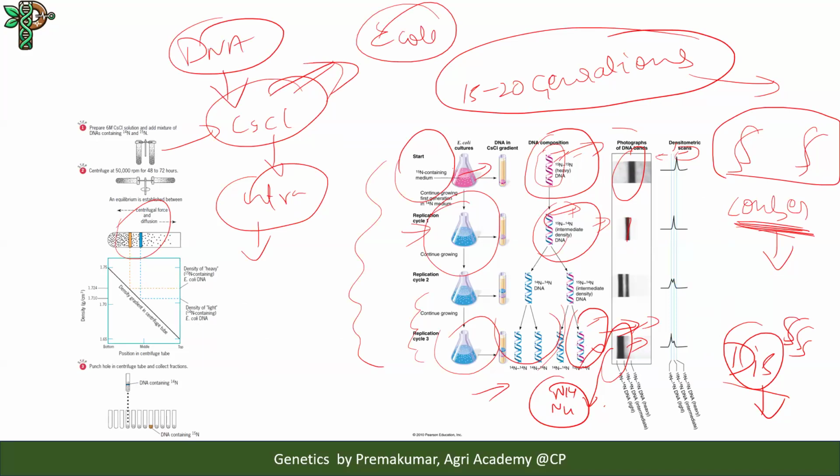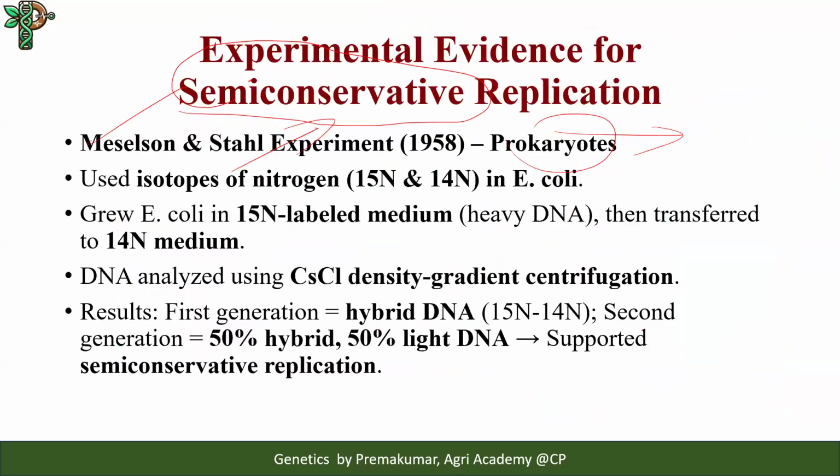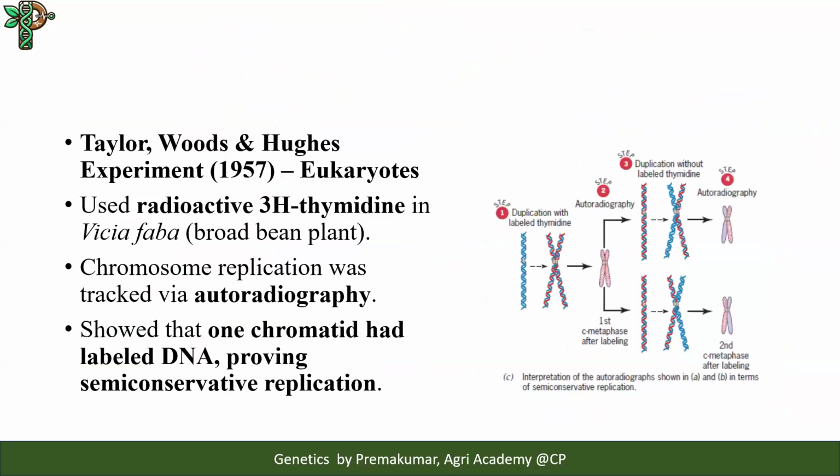why he used the density medium cesium chloride, and which experiment he conducted, how he disproved the conservative model, how he disproved the dispersive model, and on what basis he said that it is a semi-conservative model. It's very, very important. Also remember in which year this experiment was conducted. Okay, then it is in prokaryotes.